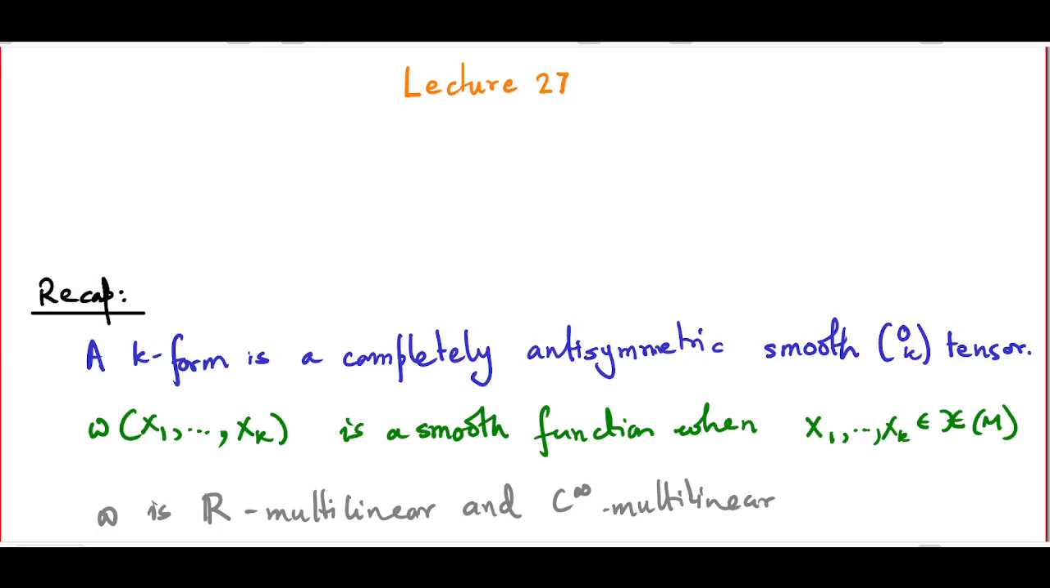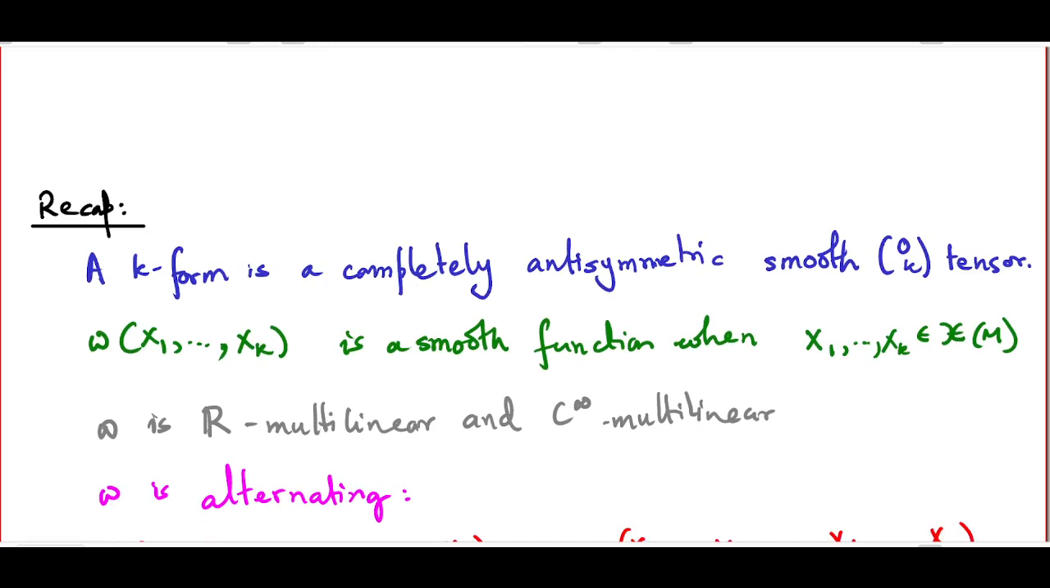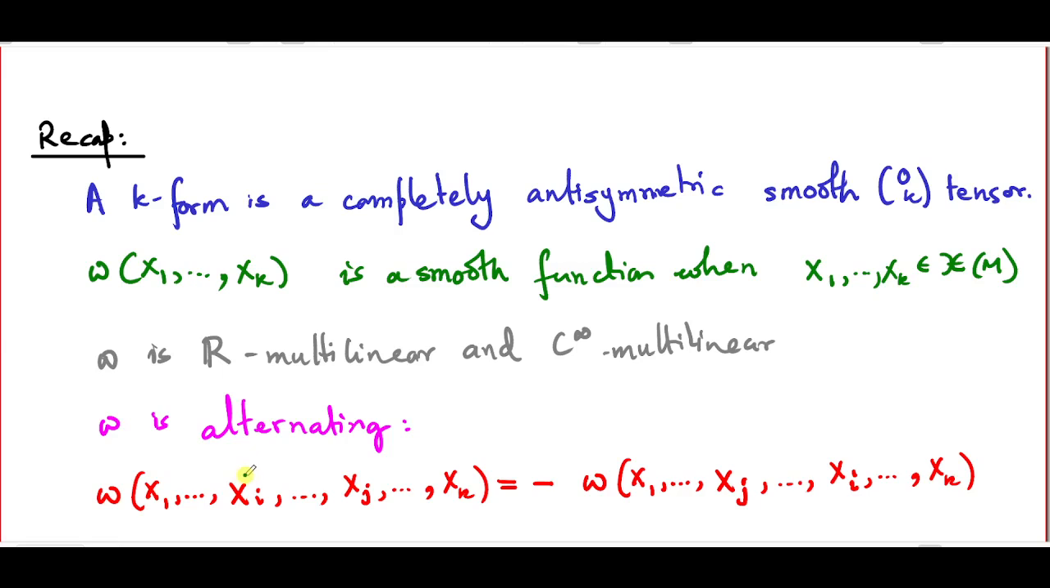Now, what we have said so far only goes to show that omega is a 0K tensor. To become a differential form of rank K, the other important demand is that it has to be completely antisymmetric in its arguments, and this property is also called the alternating property. Omega has to be alternating in the sense that if you were to interchange any two of the K arguments that are given to it, say xi and xj here, you are going to end up with an overall minus sign. And this works no matter which pair of arguments you interchange.